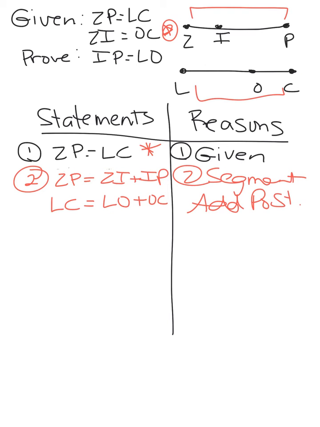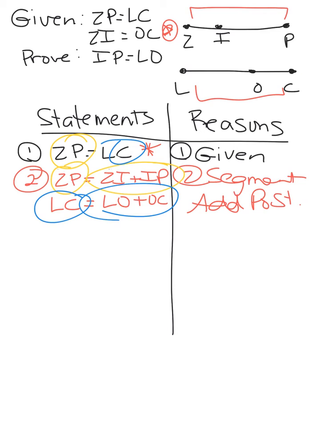Now, in doing this, I notice a few things. I've broken my segments apart, and I have ZP here, and that's the same as ZI and IP. And I also have LC listed, which I have listed here. And again, I have something else equal to that because LC is the same as LO plus OC.